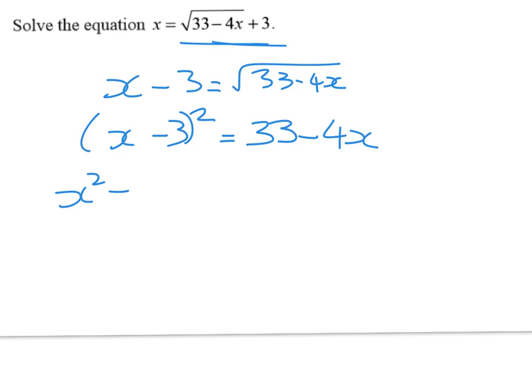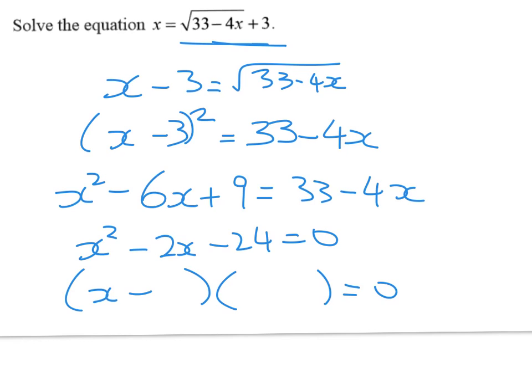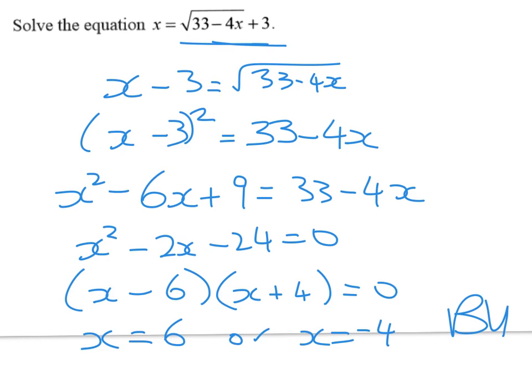So expanding, x squared minus 6x plus 9 equals 33 minus 4x. X squared minus 2x minus 24 equals 0. Very simple quadratic. I can get x minus 6 or x plus 4. So this is the first bit, and this is where we write down, as usual, that x equals 6 or x equals negative 4, but we have to check each of those. So I'm going to do that on a new slide.